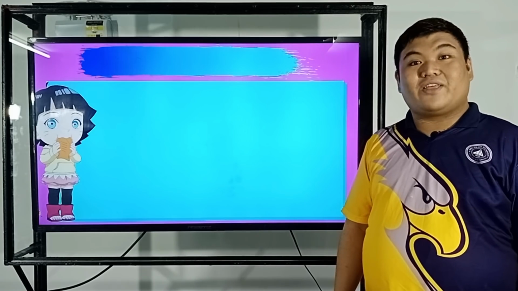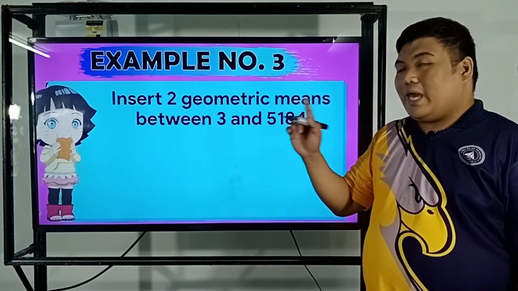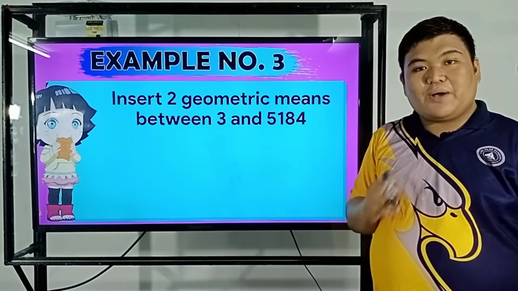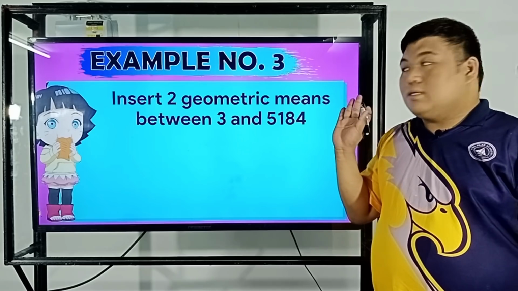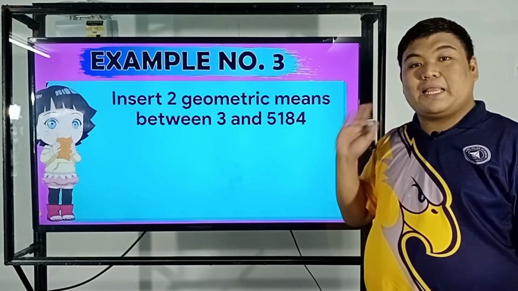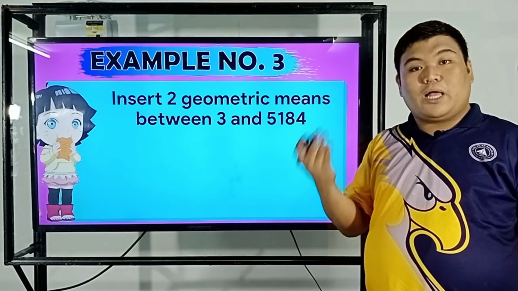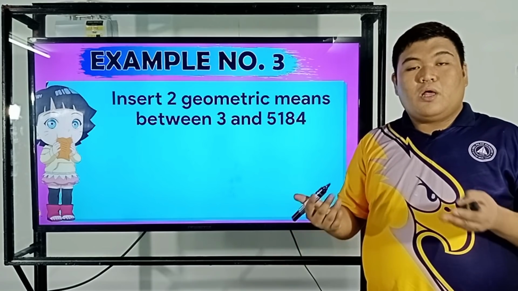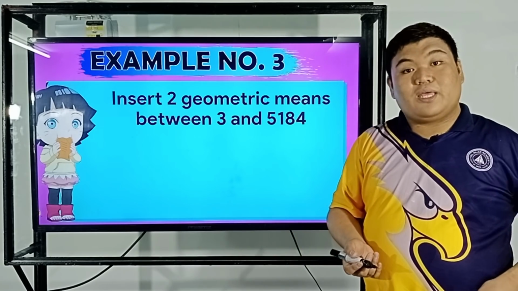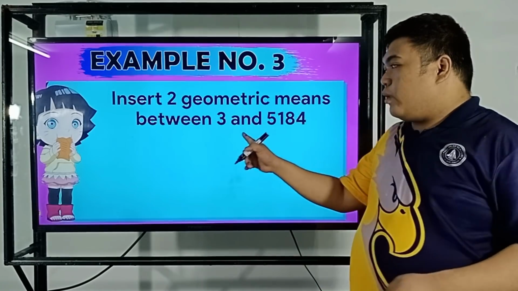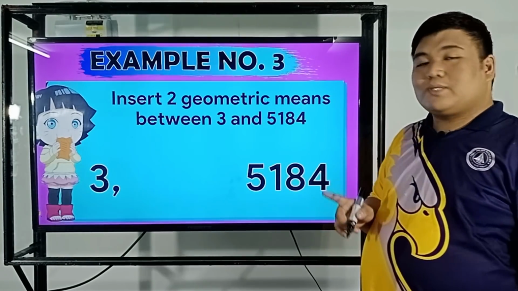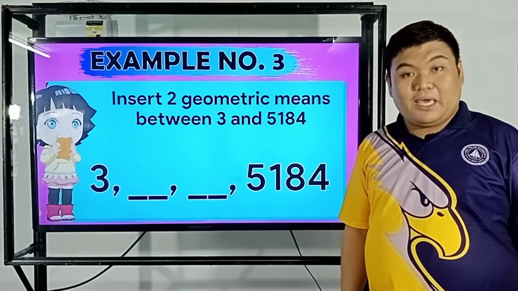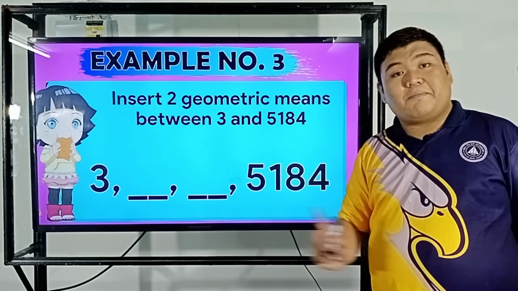Okay, let's now have the third example. So, insert two geometric means between 3 and 5,184. Sa geometric sequence, normal po na may malalaki tayong numbers. Kaya nga po allowed ang calcu kasi po we are dealing with exponents. Mabilis pong lumaki ang number kapag nagdi-deal tayo with exponents. So that means between 3 and 5,184 ay maglalagay ako ng dalawa pang missing terms. Ano kaya yung dalawang missing terms na yon?